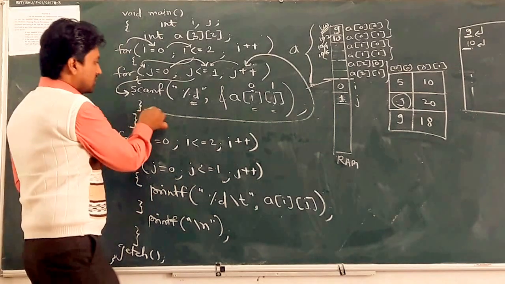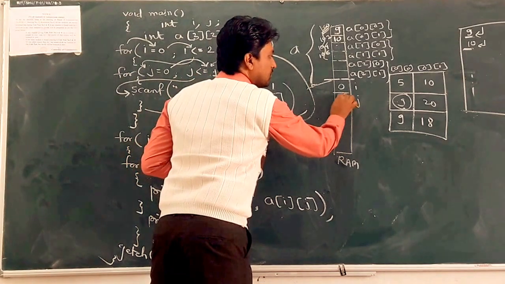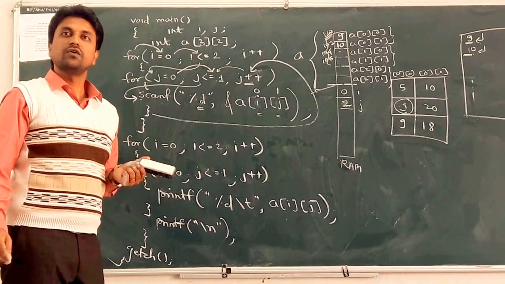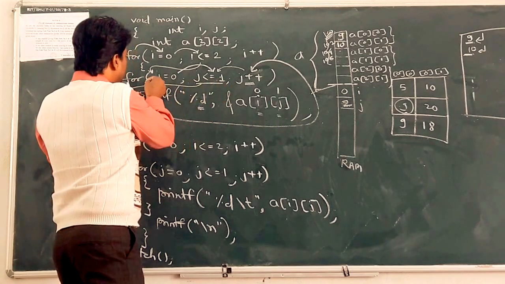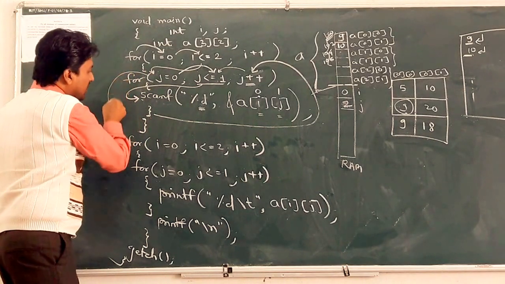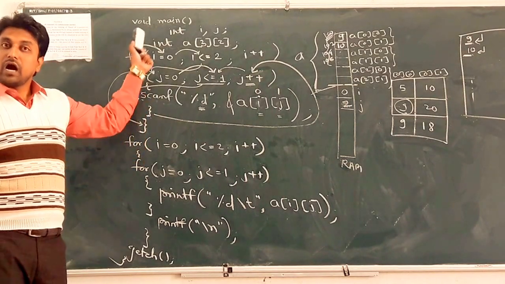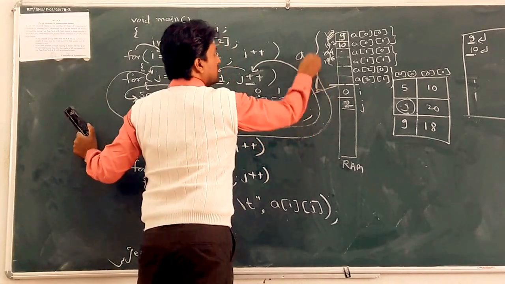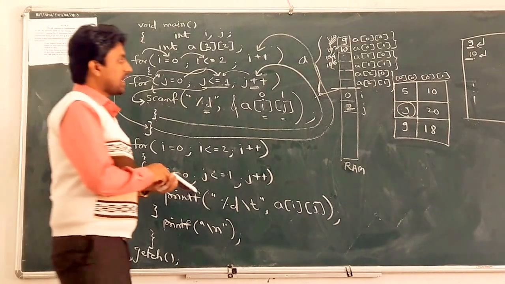Clear? Next, what is next? j plus plus. So what is the value of j now? It becomes 2. 2 less than or equal to 1, condition false. Now the condition gets false, so there is no entry into that for loop. So the cursor goes outside of that for loop. What is there? The curly bracket of the outer for loop. So the cursor goes to i plus plus. Clear?